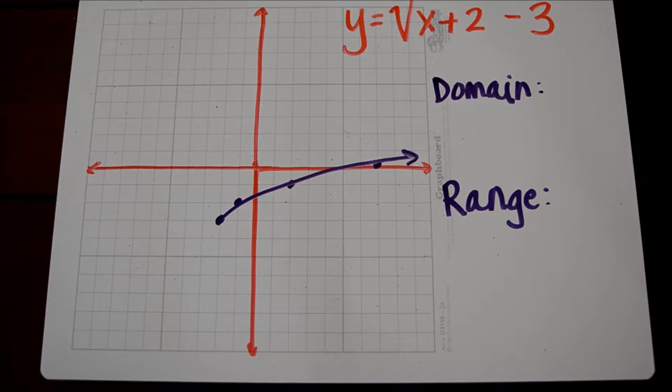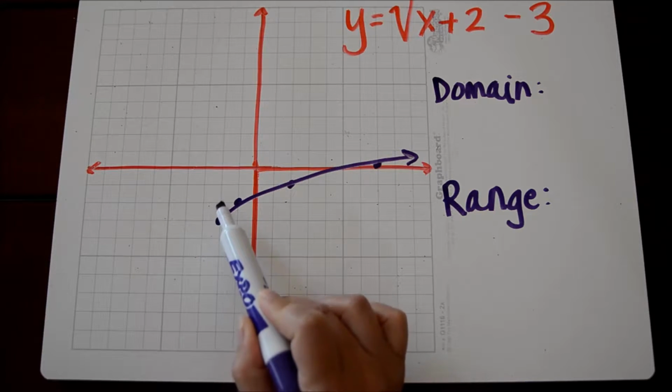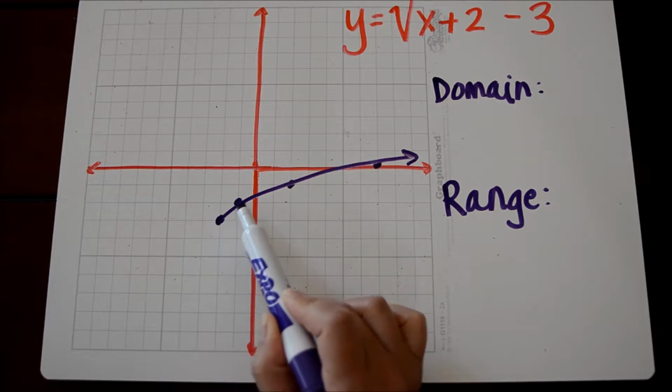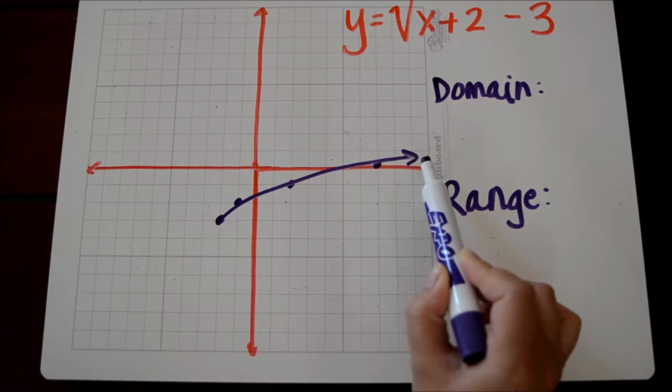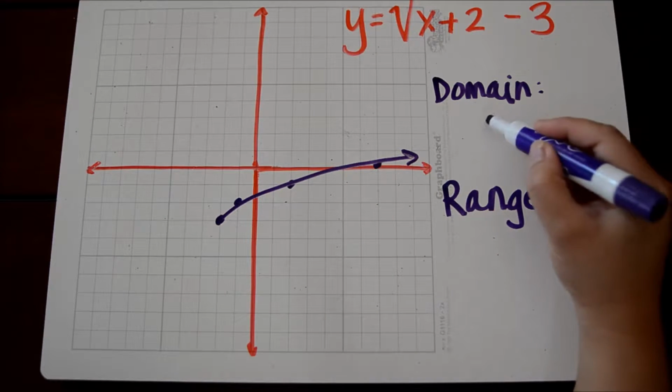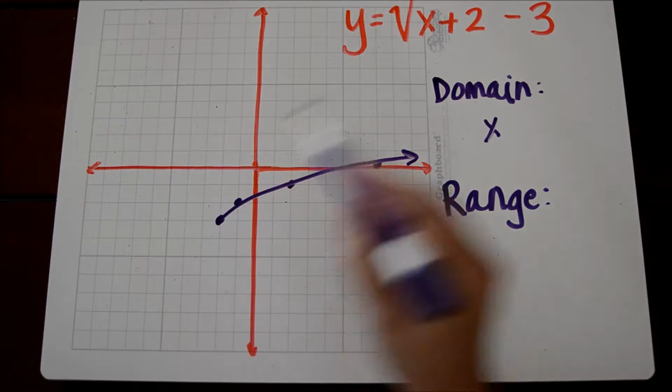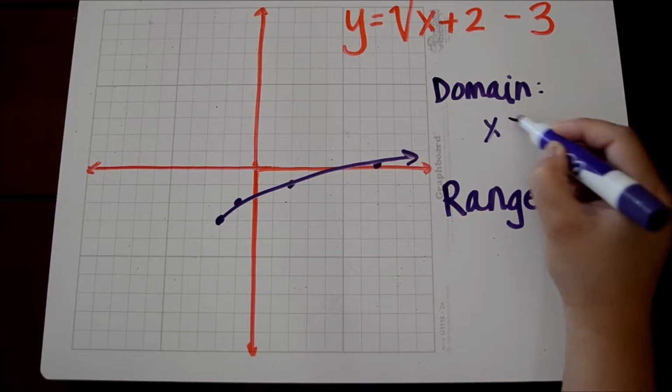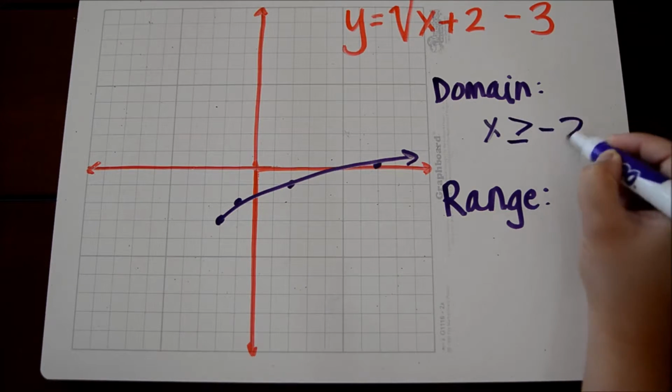So when we're looking at our domain values, we're going to see where our leftmost boundary is, and this graph goes to positive infinity. So we're going to say x is greater than or equal to negative 2.